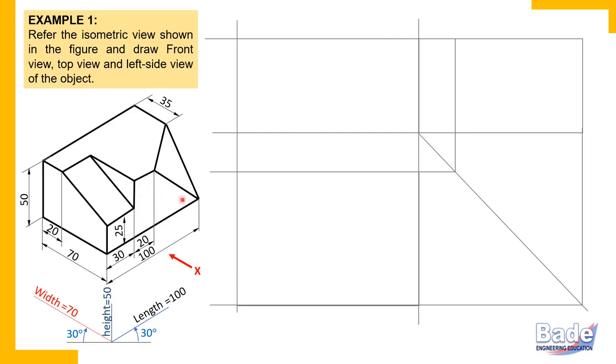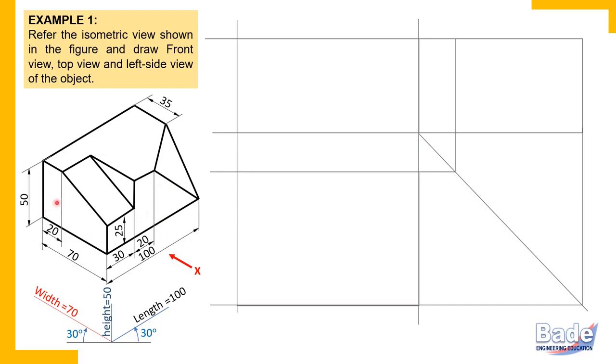Now focus on this surface. This has two perpendicular principal edges, parallel to height and parallel to length. So height, length, reference plane, that is front view, VP. So in the front view, in VP, this surface shows true shape. This surface is parallel to VP. That is why it shows true shape in VP or in the front view.